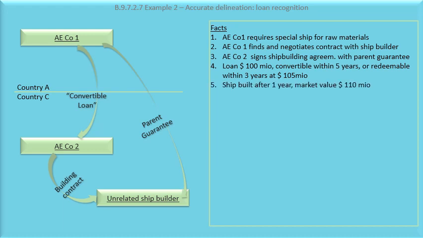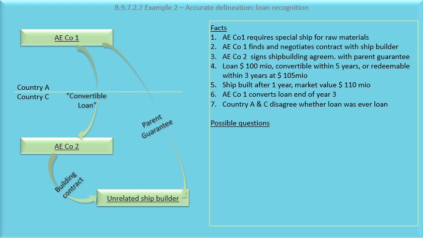So the ship is built after 1 year. It has a market value of $110 million already. And AECO 1 converts the loan into equity after year 3. Then country A and country C disagree about whether this is a loan or whether it ever was a loan. Country A says this was a loan and AECO should have paid interest, and country C says, well, we don't think it is a loan, and the interest was never due. It was equity from day one.